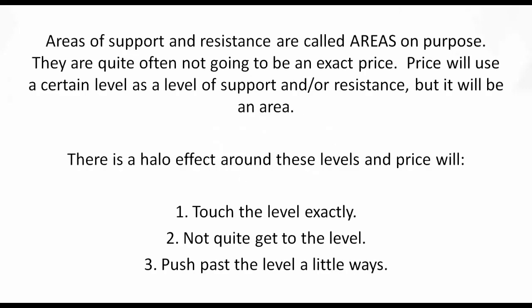Areas of support and resistance are called areas on purpose. They're quite often not going to be an exact price. Price will use a certain level as a level of support and or resistance, but it will be an area. Now, there is a halo effect around these levels, and price will touch the level exactly. It will not quite get to the level, or it will push past the level just a little bit.